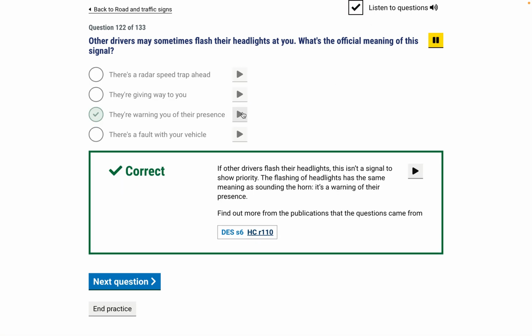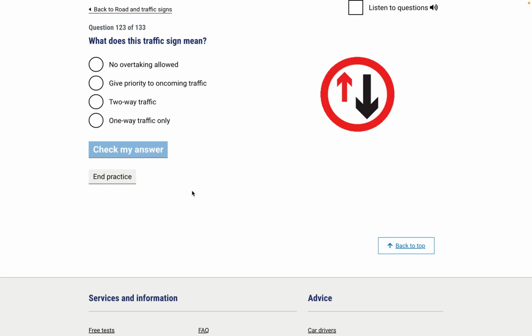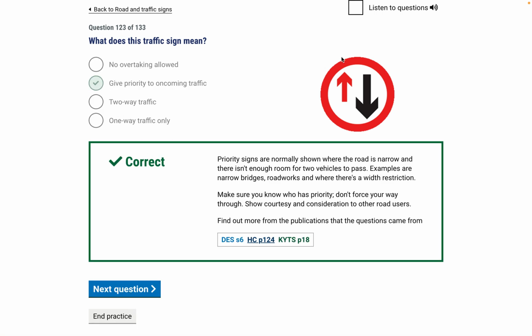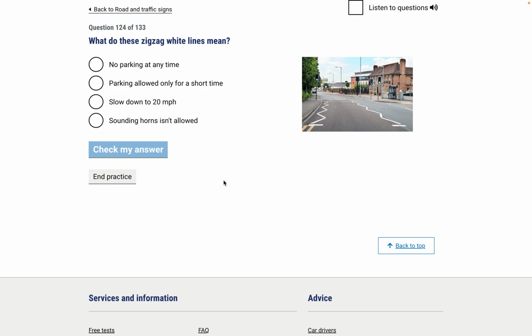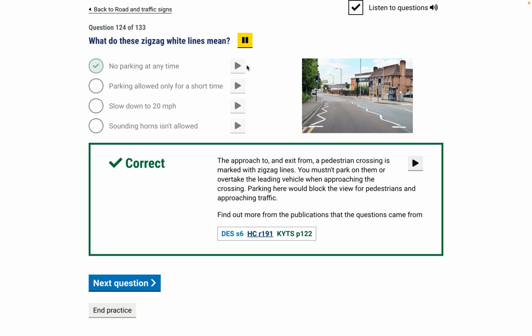Other drivers may sometimes flash their headlights at you. What's the official meaning of this signal? They're warning you of their presence. What does this traffic sign mean? Give priority to oncoming traffic. What do these zigzag white lines mean? No parking at any time.